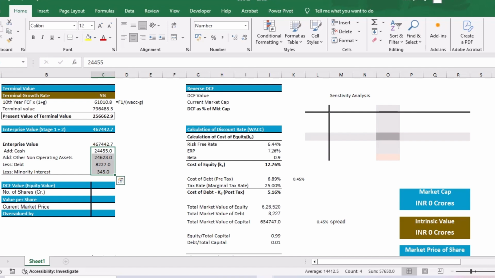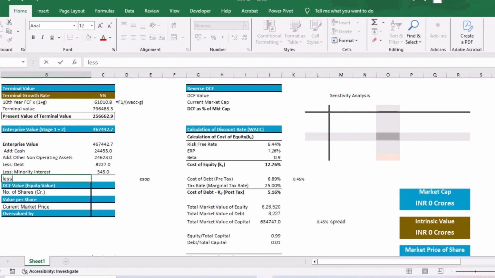There's one item left, which is ESOPs. For the ESOP, there are two methods. Either you can reduce by writing here "less ESOPs", or the other method is that you adjust it in the number of shares figure. So we will go with the other method. We will adjust it in the number of shares.